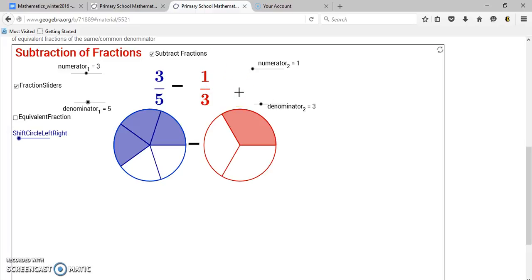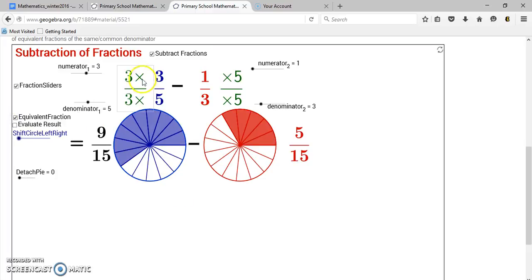We have to multiply 3 by this side and multiply 5 by this side. If a student is struggling, there is the equivalent fraction option that you can click where it will actually show you what the common denominators are. So, like I said, you multiply 3 on the one side and 5 on this side. So 3 times 3 is going to be 9, and 3 times 5 is 15. And then we have 1 times 5, which is 5, and 3 times 5, which is 15. So since we have a common denominator between the two fractions, now we're able to subtract.